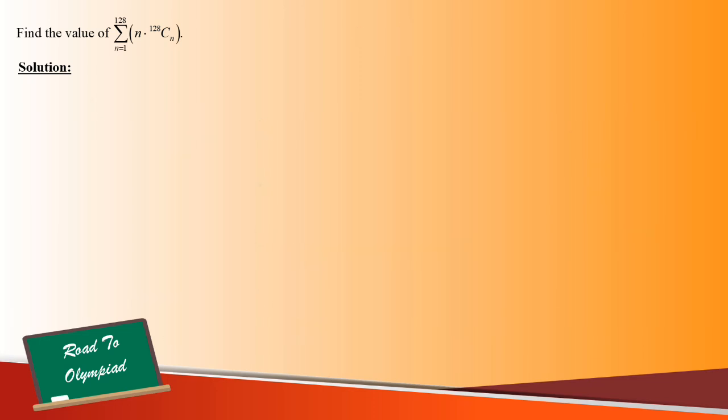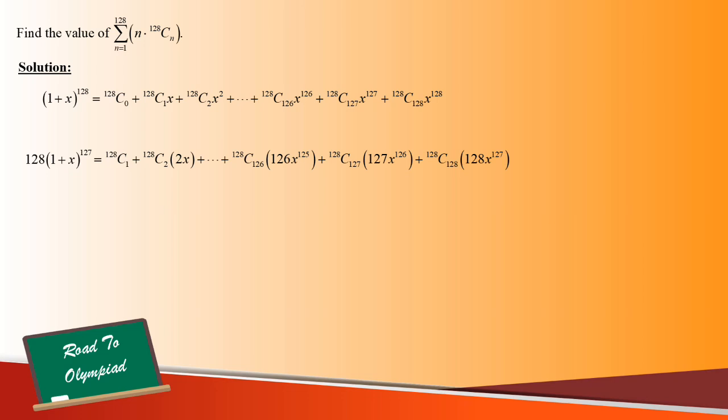Now let's look at another interesting solution. In this solution, we are going to make use of the binomial expansion of (1 plus x) to the power of 128, which is equal to this one. By differentiating the equation, we have the left hand side equal to 128 times (1 plus x) to the power of 127. And the right hand side gives us 128 choose 1 plus 128 choose 2 times 2x until 128 choose 128 times 128x to the power of 127.